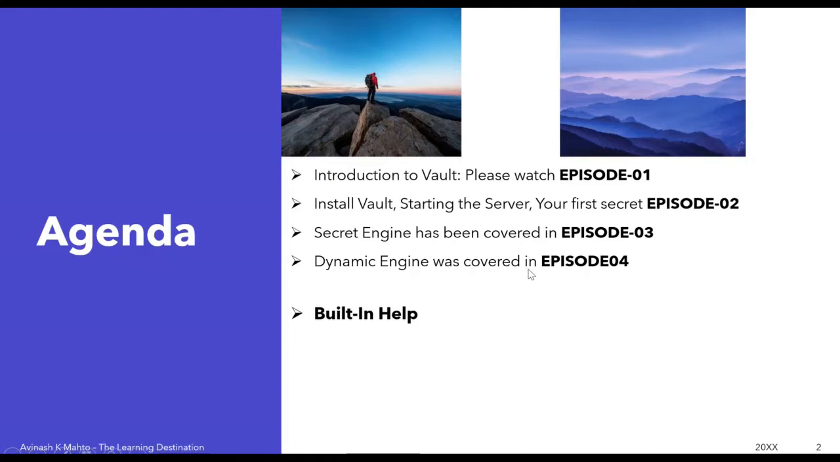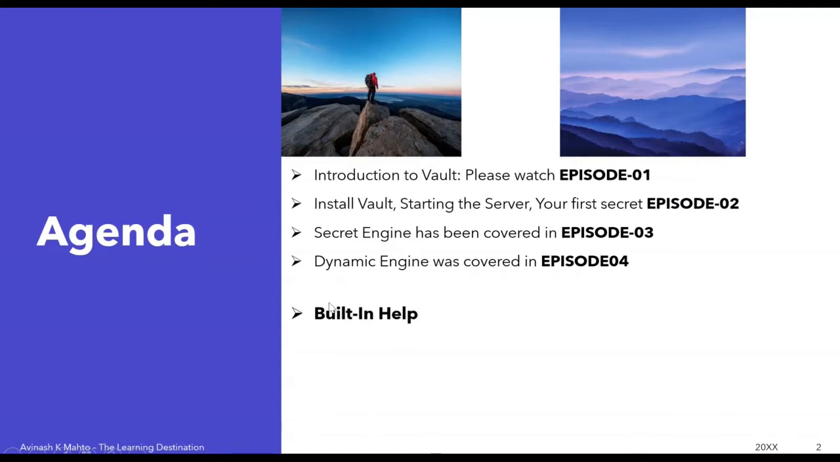So let's recap what we have done in the previous 4 sessions. In episode 01 I went through the introduction. Then in episode 02 I showed you how to install the Vault server, then we started the server, and finally we created our first secret. Then in episode 03 I covered the types of secret engines and the different topics inside the secret engines. Apart from that, in episode 04 yesterday I covered how the dynamic engine differs from the static engine, and I showed you the practical sessions on the dynamic engine. And now today I am going to cover the built-in help section.